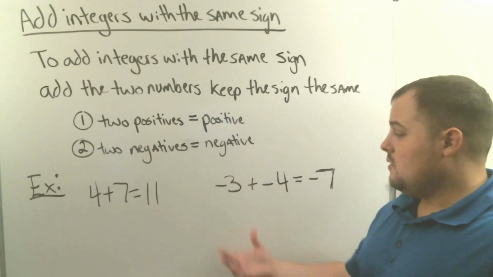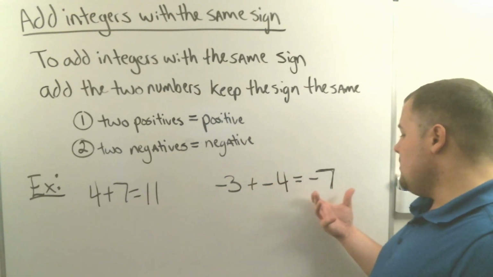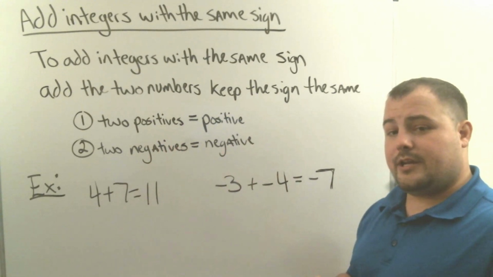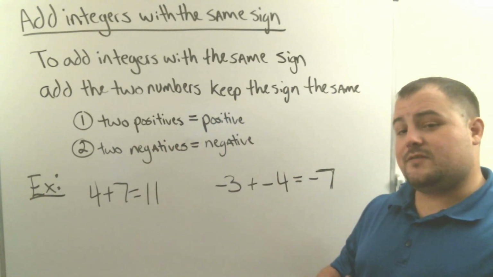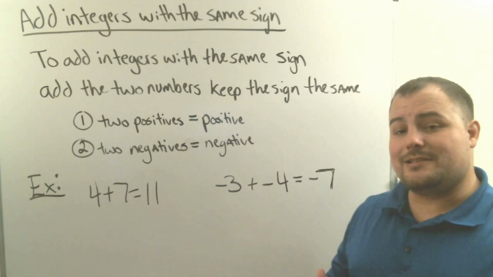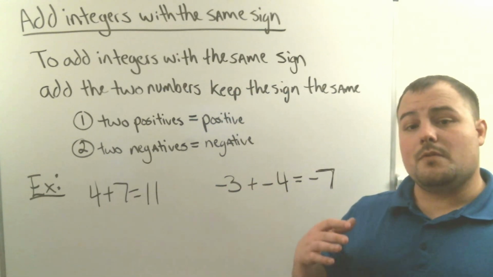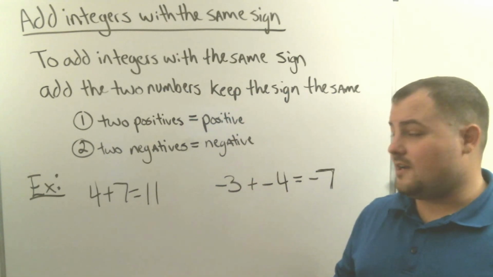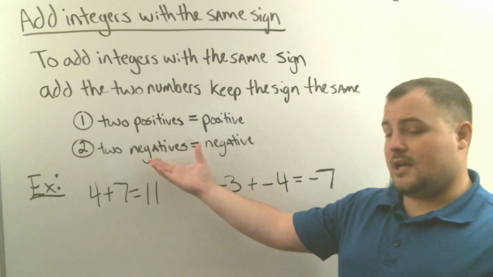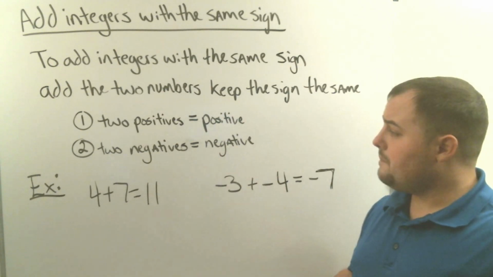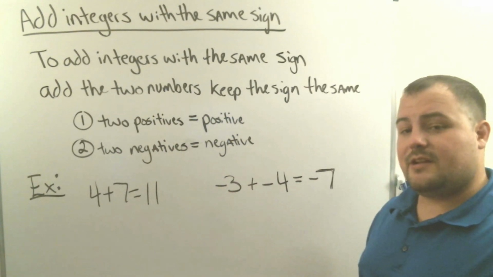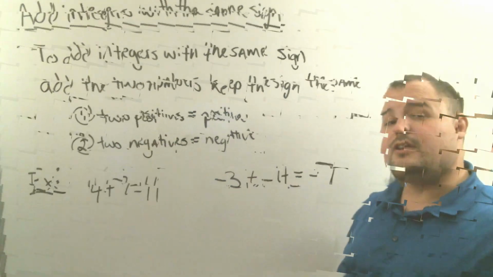On the other side, we have negative 3 plus negative 4 equals negative 7. This is two negatives adding, and they're going to equal negative at the end. So two negatives, all you got to do is add the two numbers, 3 plus 4, that's 7, and keep the sign the same, negative 7. So anytime we're adding two numbers of the same sign, the sign stays the same. Positive plus a positive is a positive. A negative plus a negative is a negative. All we got to do is add the two numbers and compute. 4 plus 7, 11. Negative 3 plus negative 4, negative 7.